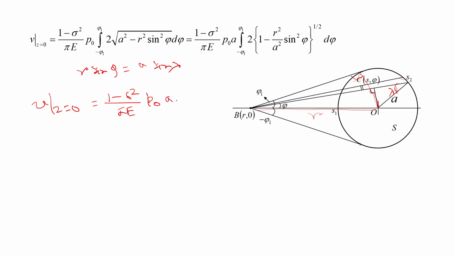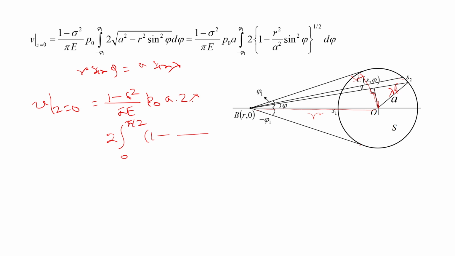then p 0 into a into 2 and then integration, let us say from minus pi by 2 to plus pi by 2. So, let us write it doubly because it is symmetric. So, let us say 0 to pi by 2 and multiplied by 2 here. Then it will be 1 minus, and you see here that instead of writing r square sin square phi, it will be a square sin square lambda.